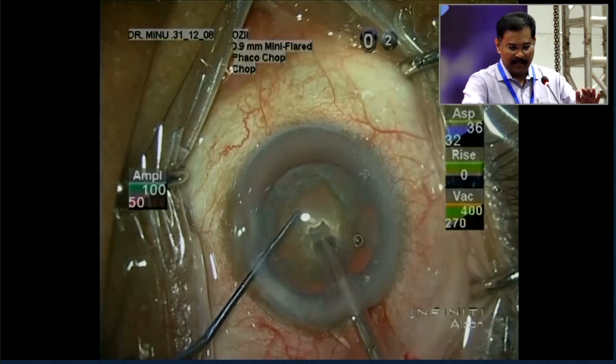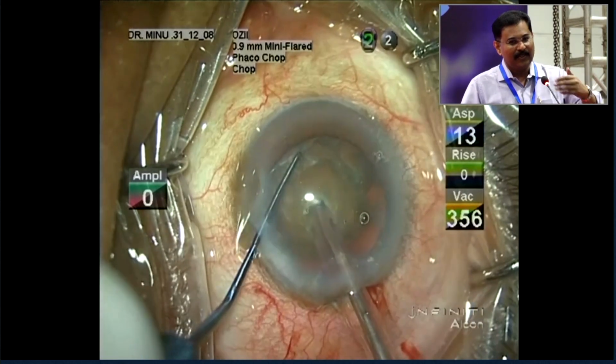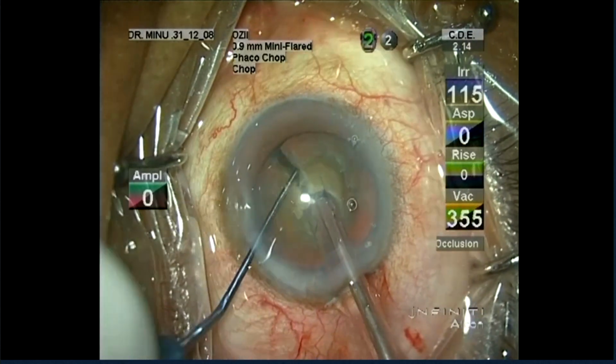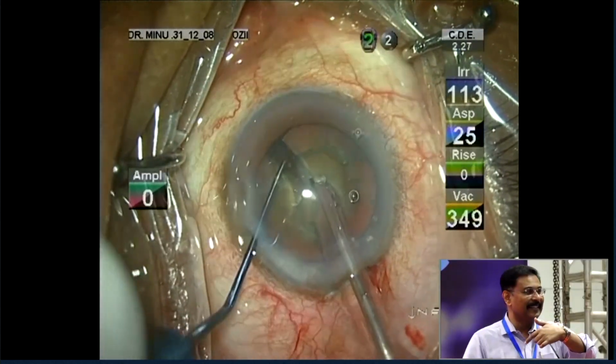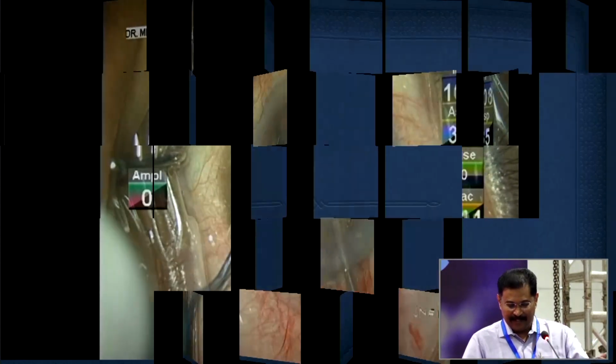First chop is always difficult. I should stop. This is too much of a thing. Hydrodissection is over and all the other choppings have been shown. So every case can be chopped like this, and if you don't chop also, you can take out a soft nucleus like this. Thank you very much.